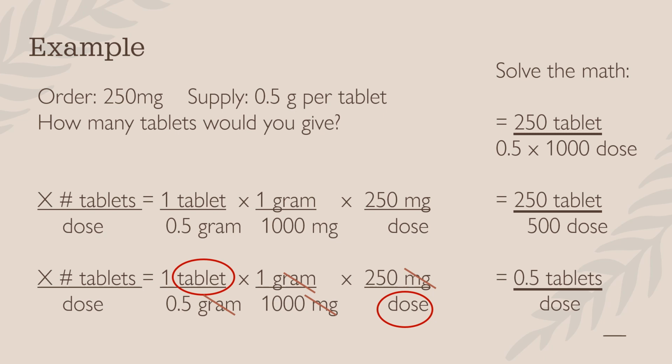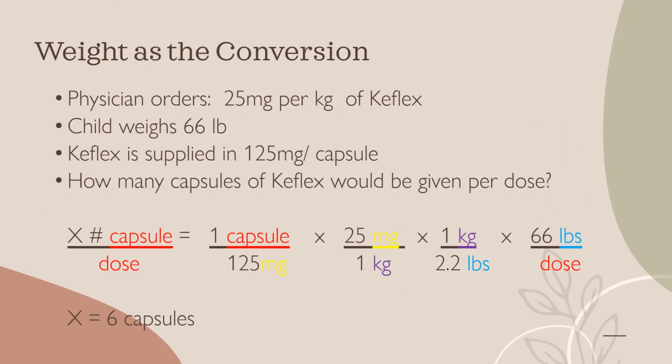So for this example, I simplified the slide by writing out the entire equation for you. See if you can follow what I did to solve the problem. Okay, so we have a little longer math problem here because we're adding in a weight-based provider order. To make this a little easier to see everything going on, I color-coded likes with their likes.